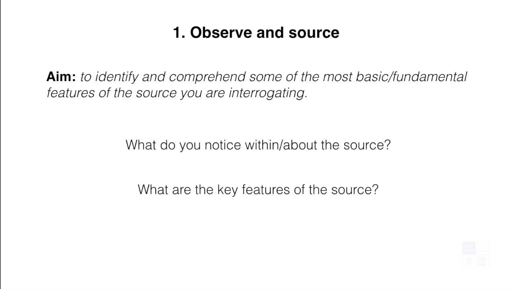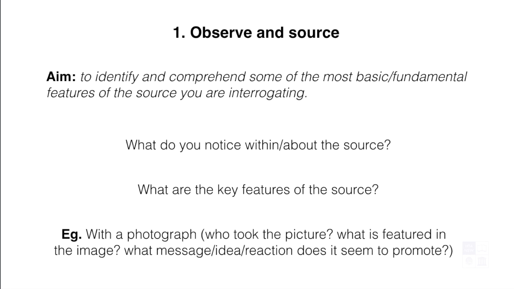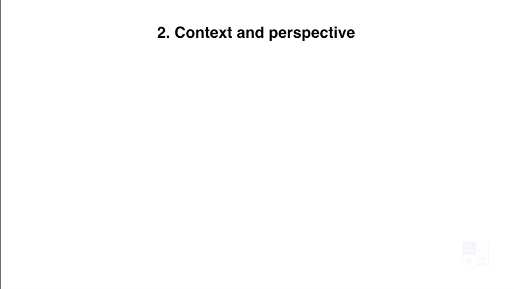To put this another way, basically what you're doing is thinking about the key features of the source. What are the key features that you can notice immediately about this? And we can come back to this often, as you go through your analysis, you come back and notice other things about the source, but it is a good place to start. Just very simply, let's go back to the photograph example. You're asking really simple questions. Who took the picture? What's featured in the image? What message do you think the photographer is trying to communicate perhaps? What reaction are they trying to get from the image? What are they trying to achieve? It's really basic questions so that you can begin your wider analysis.